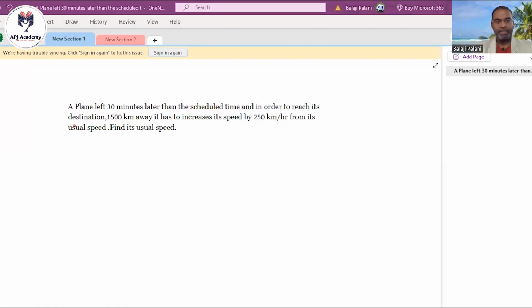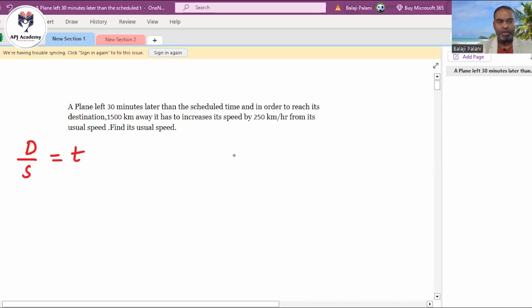A plane left 30 minutes later than the scheduled time in order to reach destination of 1500 kilometers. So இதை ரெண்டு விதமா நம்ம சால்வ் பண்ணலாம். ஒன்று வந்து distance by speed is equal to time concept, or we can do using speed into time is equal to distance. Actually derived from the same formula, but in the end approach, whichever you find easier, you can go ahead and solve this.